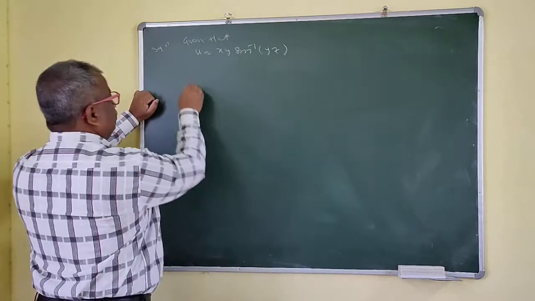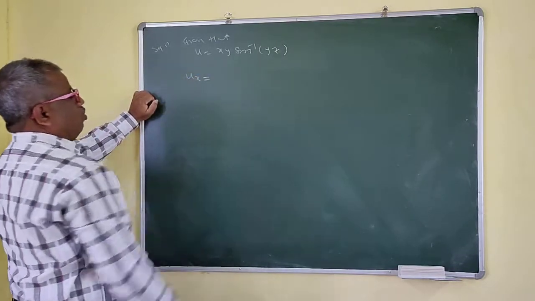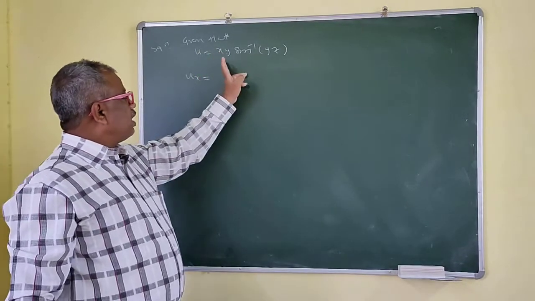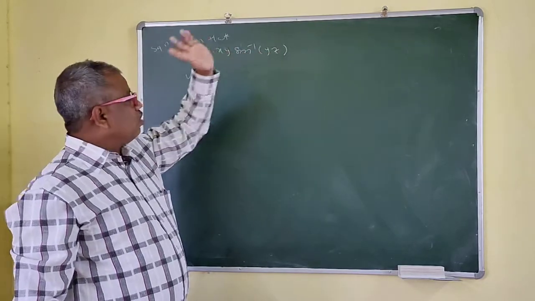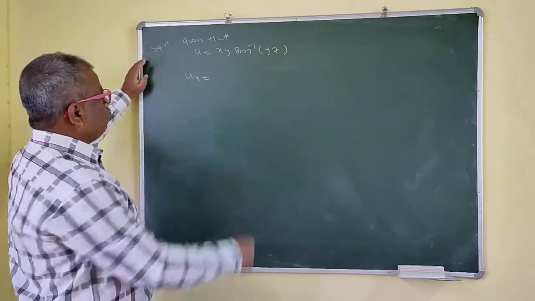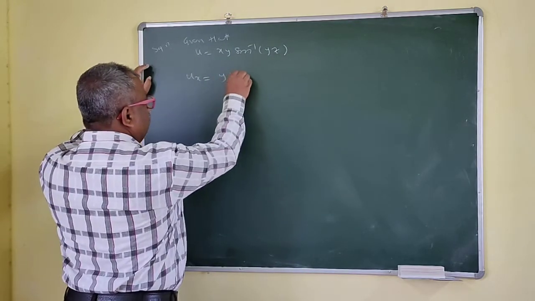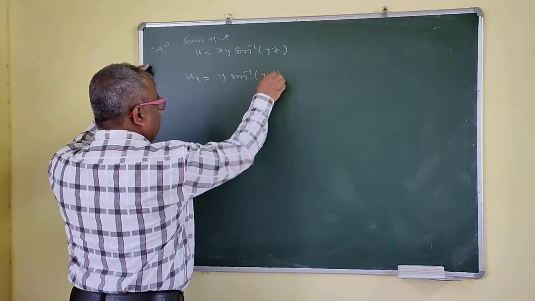So ux. ux means all the rest, that means y and z are constant. This term does not contain x, it is constant. This is y constant, so the derivative of x is 1. So this is simply sin inverse of yz now.